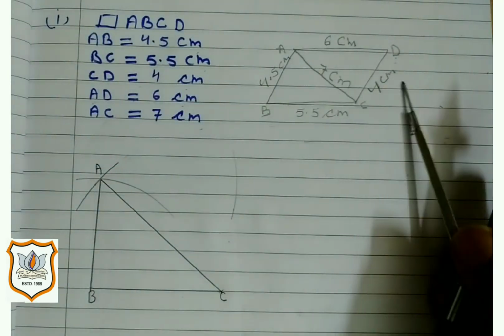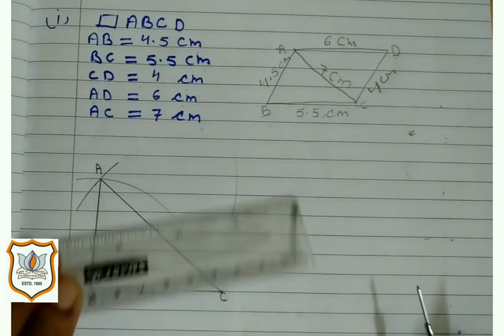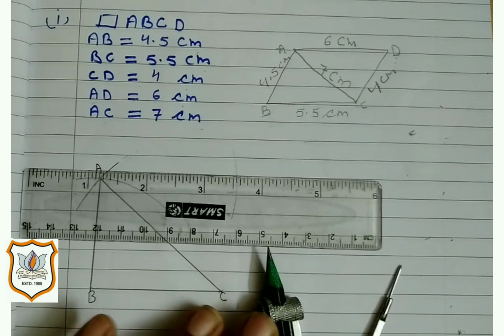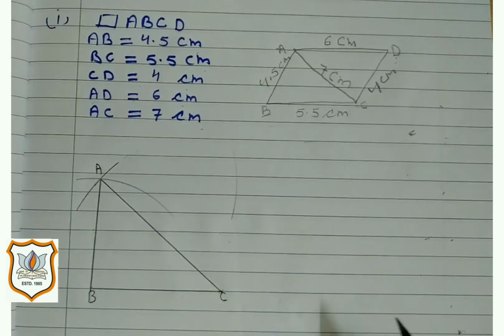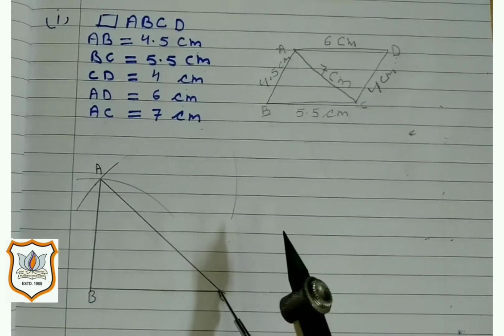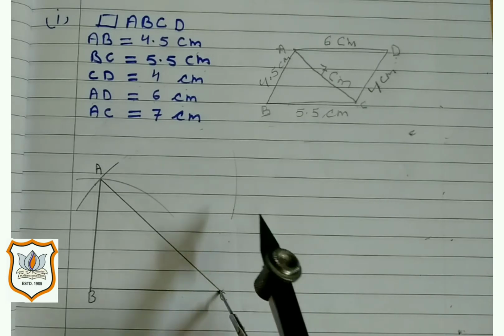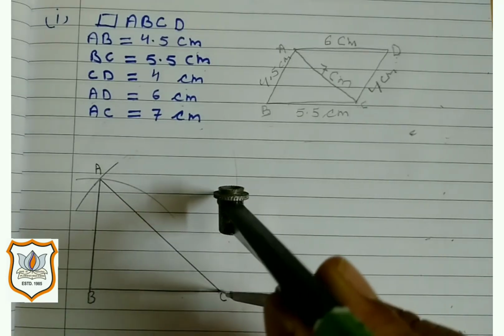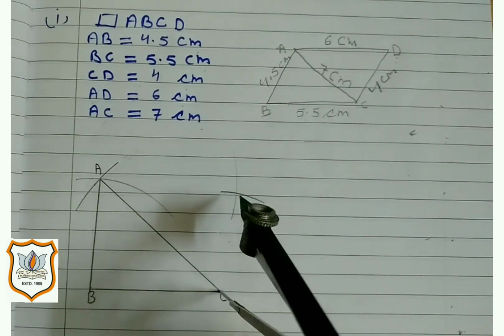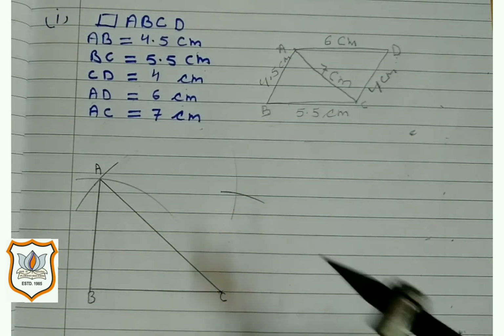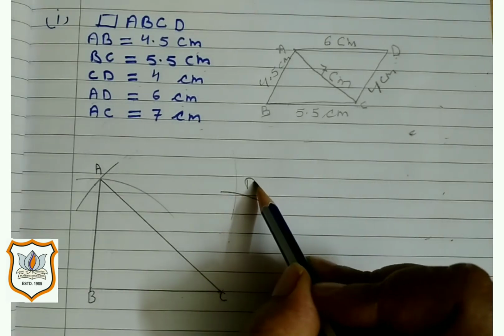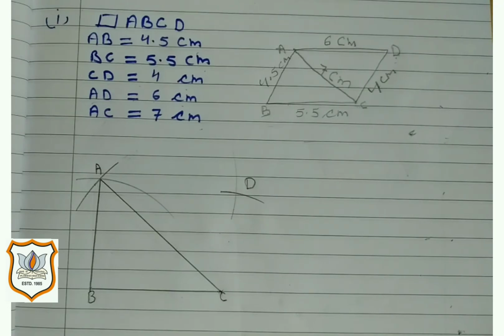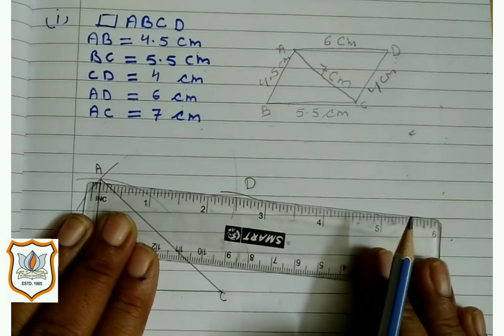Now CD is 4 centimeter. So we take 4 centimeter in the compass. This is 4 centimeter and we draw an arc with center C. This is C and we take C as a center and we draw an arc. This is an arc of 4 centimeter radius. Clear? These intersect each other at point D. So we write D here. This is D.